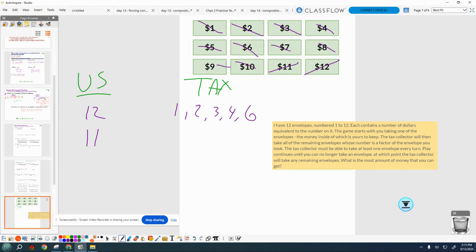So between the two of you, think about it, talk about it. Which one is a good one to choose first? What's a good one to choose second? I got $22. Not good.